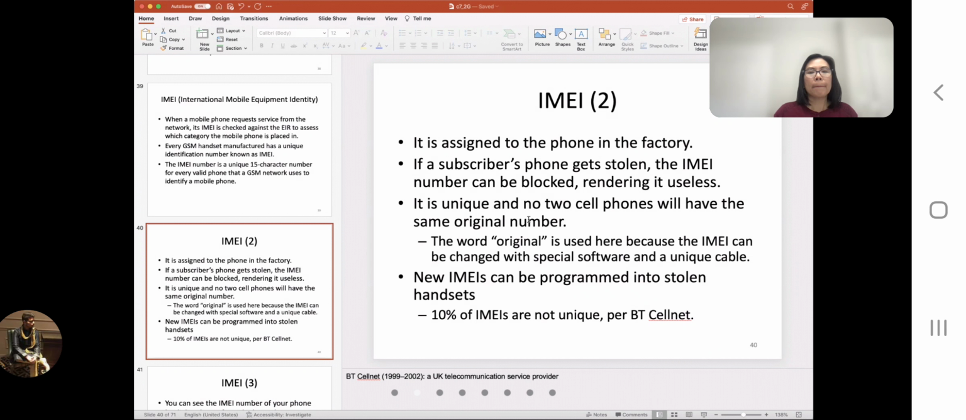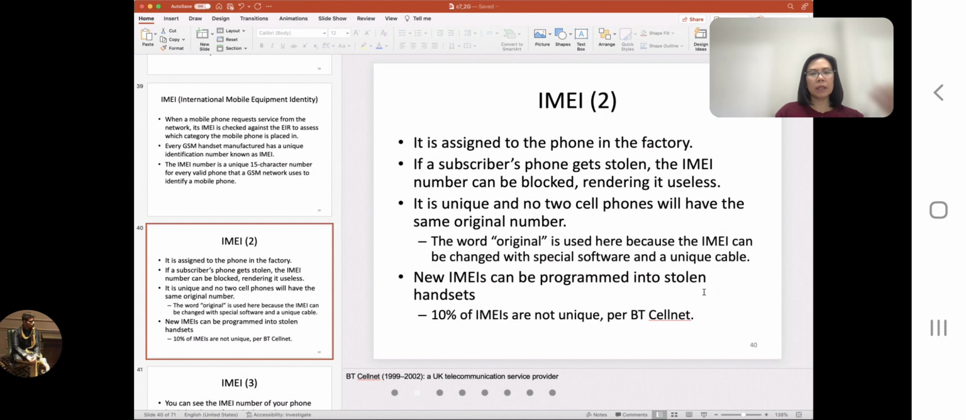So in theory, every cell phone should have a unique IMEI, right? So that's why no two cell phones will have the same original numbers. But in practice, the numbers can be changed, right? So if someone stole a phone and then changed the IMEI, that can be done with special software and a unique cable, all right? And new numbers can be programmed into stolen phones.